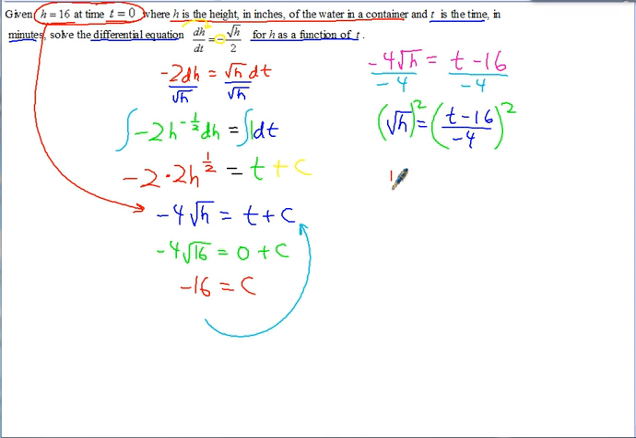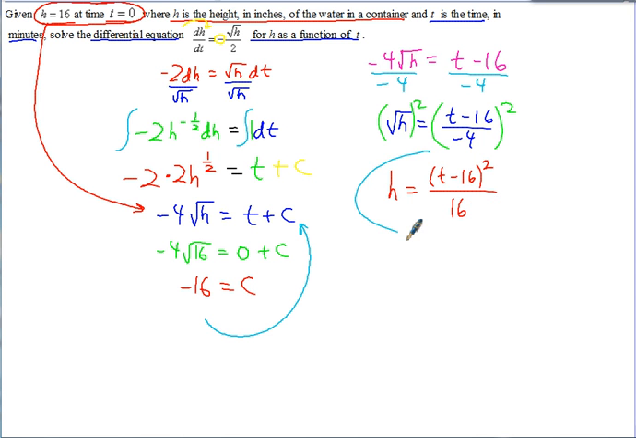So we'll have h equals, and let's see if we can make this any simpler. You could leave it like this, but t minus 16 squared, well, to square that out, you have to write t minus 16 and t minus 16, write it twice and distribute it out. So it's probably simpler to just leave it in factored form as t minus 16 squared. But the denominator is just a constant. Negative 4 squared is just 16. So that's what they're asked to find.